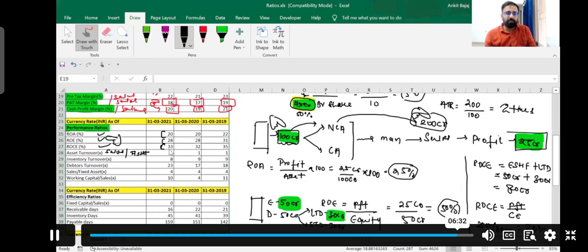Here, if your asset turnover ratio is given as one, it means your company is able to generate revenue equal to its assets, right? So this is the meaning of asset turnover ratio, right?